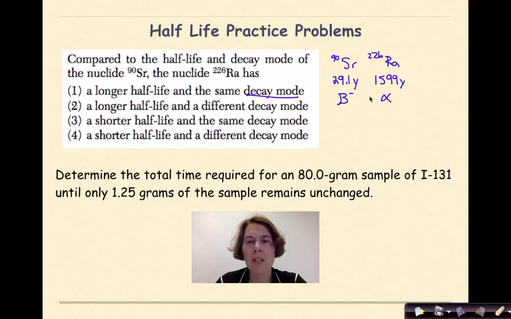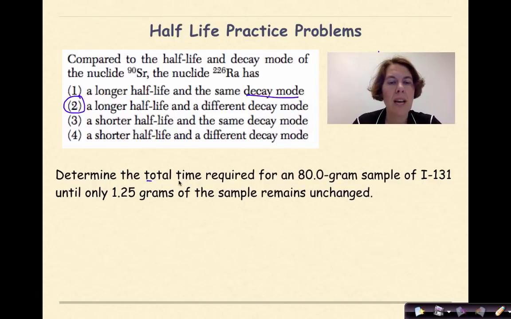So by looking at this information and looking at our choices, we see that Ra is going to have a longer half-life because that's 1,599 years, and it's going to have a different decay mode than that of strontium. So that means that our answer to this problem is going to be number 2, a longer half-life and a different decay mode. And you're going to depend heavily on table N to figure out this problem. Let's look at the next problem.